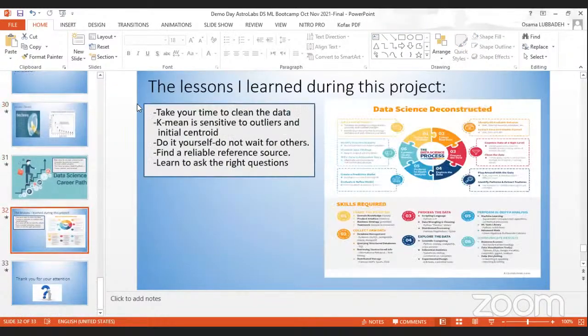The second thing is the lessons I learned: really take time to clean the data. K-means clustering, the unsupervised machine learning model that I use, is very sensitive to outliers and the initial centroid. Once it starts, do it yourself and don't wait for others. Of course, as Danny was saying, find a reliable reference source, basically books, and learn to ask the right questions.